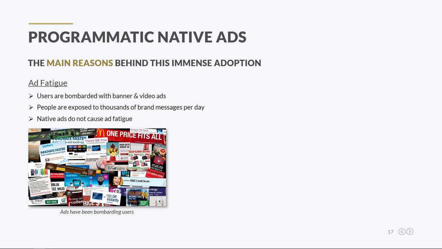The truth is that the average consumer is exposed to thousands of brand messages a day through both online and offline channels. People are bombarded with advertisements on their way to work, they hear ads on the radio, they see ads on TVs, and the situation gets even worse when it comes to online media, as online adverts feel even more intrusive. Given that native ads blend really well with the content of the websites in which they appear, they do not cause ad fatigue, and hence, they tend to be more engaging than traditional banner and video ads.